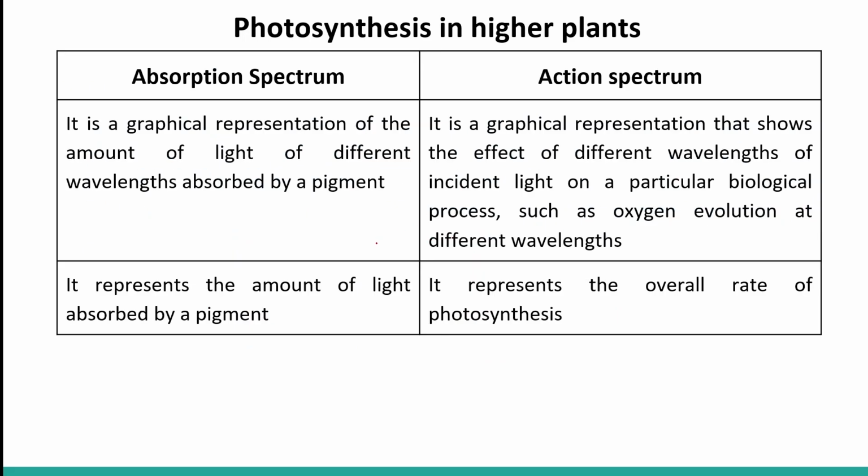Now let us study the absorption spectrum and the action spectrum. Simply, what is the absorption spectrum? The absorption spectrum represents the amount of light of different wavelengths that is absorbed by a pigment. Simply, we can say the amount of light that is absorbed by a pigment. That is the absorption spectrum. And what is the action spectrum?